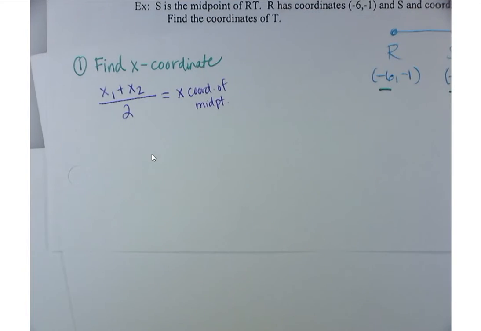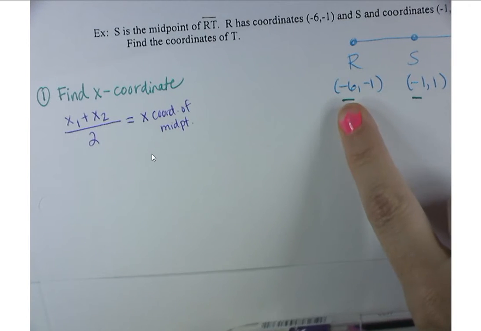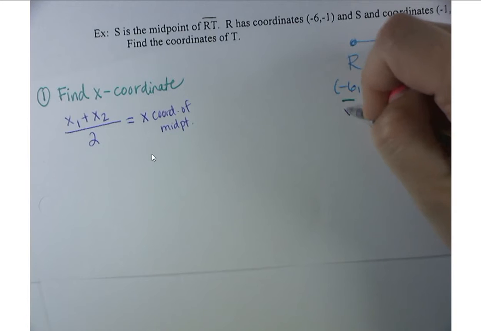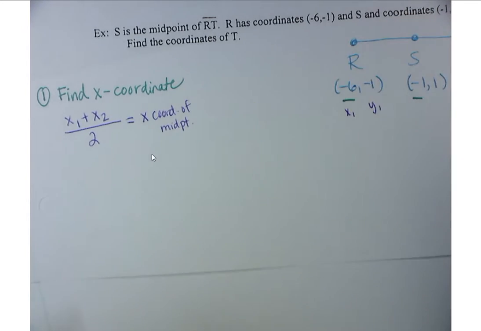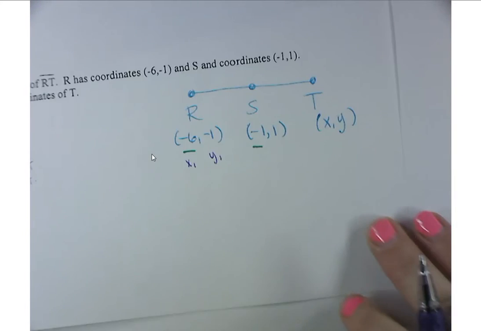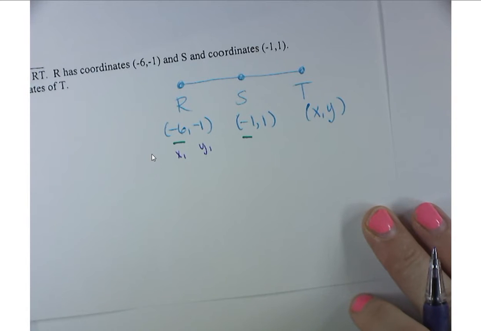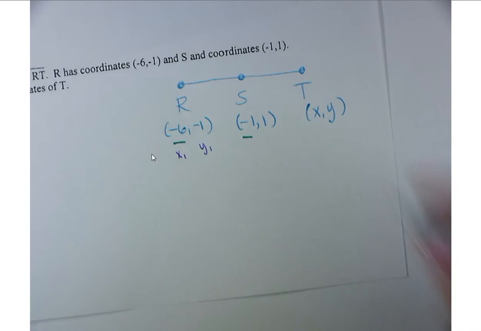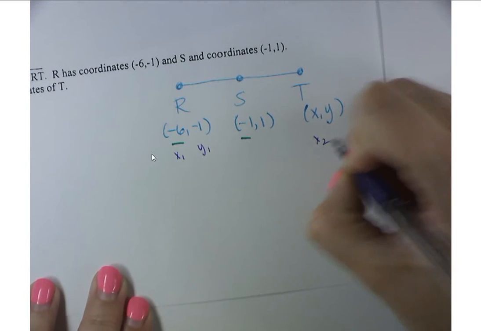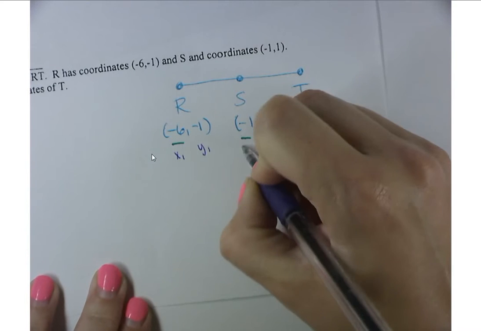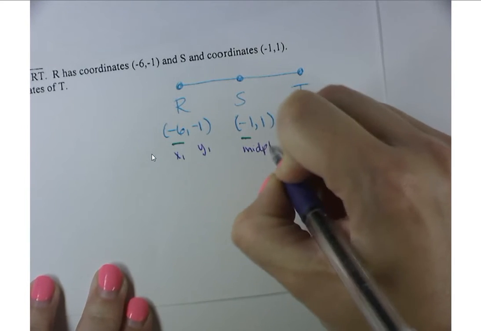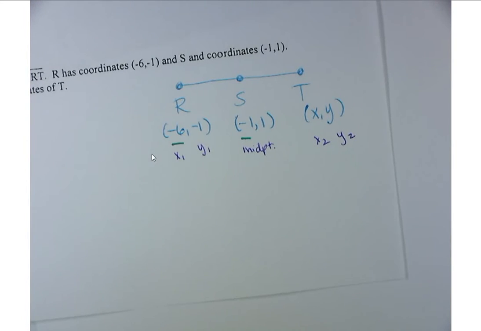Okay, so if you were to label this diagram, this would be your x1, y1. Which one would be your x2, y2? Point T, right? So this would be your x2 and y2. And that's because this is your midpoint. So let's go ahead and plug in what we know.